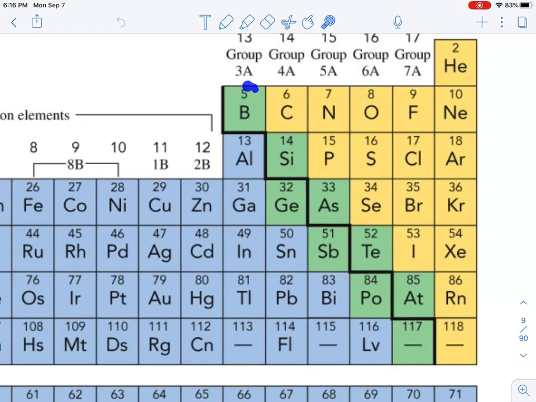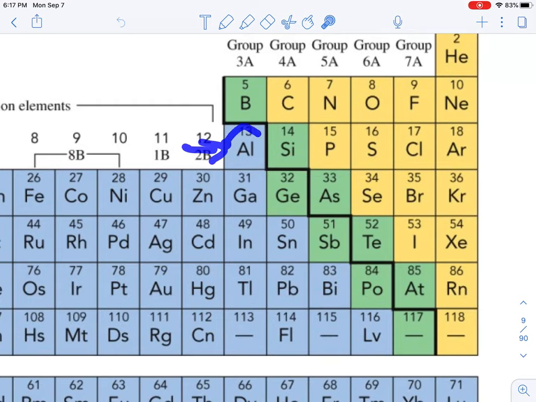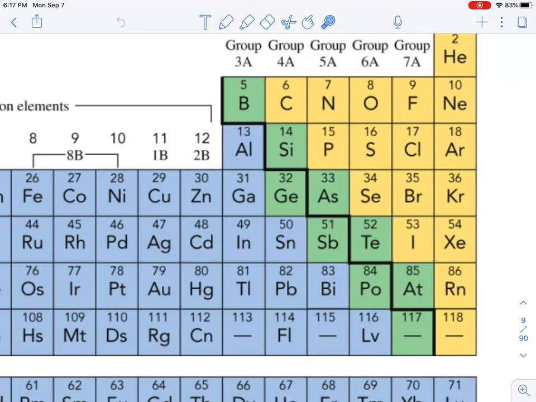Notice that boron touches the staircase. Silicon and germanium both touch the staircase. Arsenic and stibium or antimony both touch the staircase. Tellurium, polonium both touch the staircase, as well as astatine. There's only one exception to this rule, and that is aluminum. You've touched aluminum before. If you go to the grocery store and get aluminum foil, that's pretty much as pure of aluminum as you can get. Aluminum is considered a metal. It is not a metalloid, even though aluminum technically touches this black line that's part of the staircase.